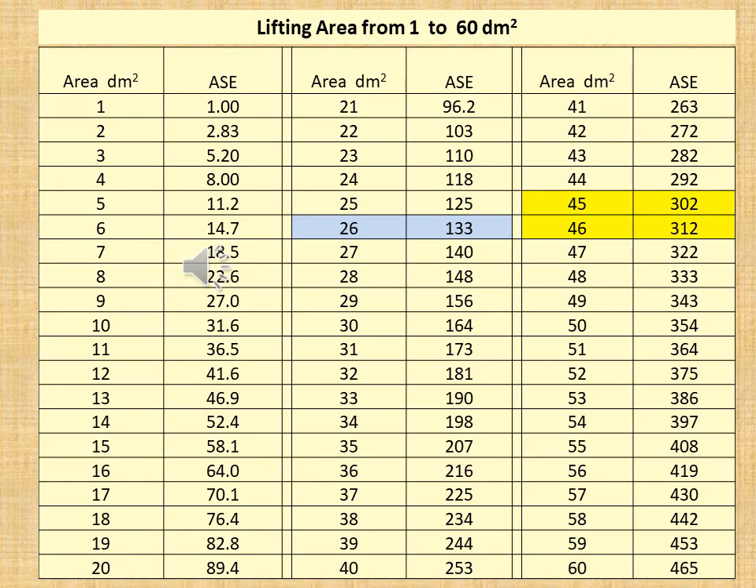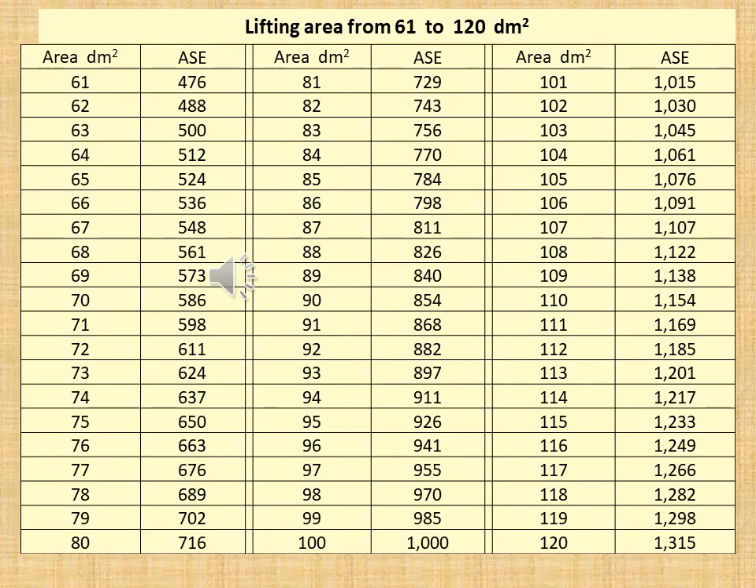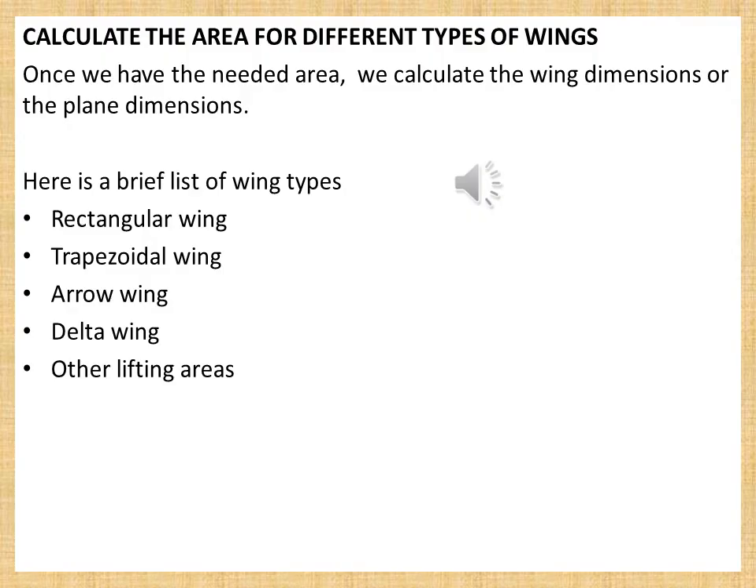This table shows the values for ASE from 1 to 60 square decimeters. The values on yellow correspond to the trainer. The values on blue correspond to the MiG-29. This table shows the values for ASE from 61 to 120 square decimeters. 120 square decimeters could be a trainer with a wingspan of 2,680 millimeters or 105.5 inches, which is a pretty big plane.